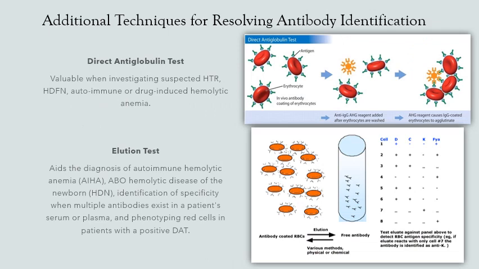Direct antiglobulin test is valuable when investigating suspected HDFN, autoimmune or drug-induced hemolytic anemia. DAT is used to detect in vivo sensitization of RBCs. After cells are thoroughly washed, AHG reagent is added. Then centrifuge and observe for agglutination.